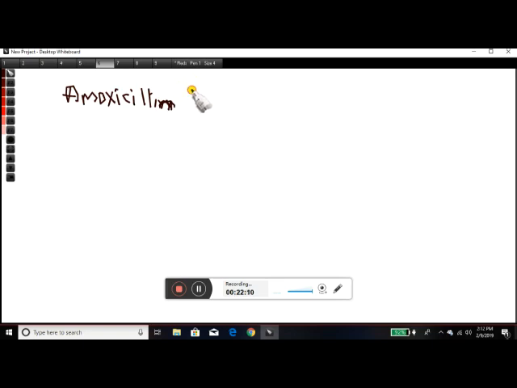We'll just do the basics. So we're going to do 250 milligrams per 5 ml. That's a very common concentration of amoxicillin. Okay, and this is going to be a suspension.